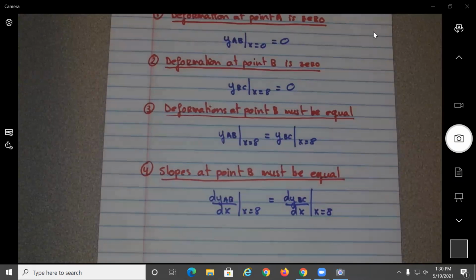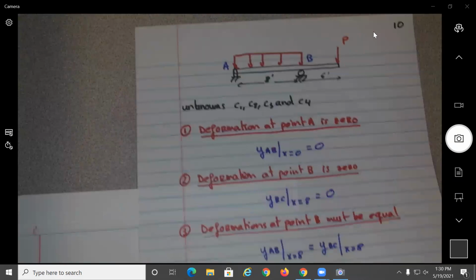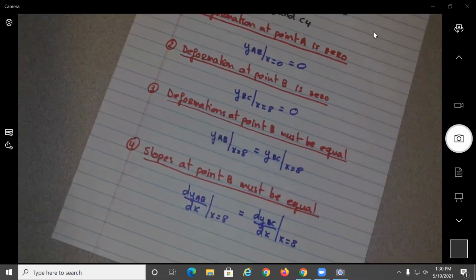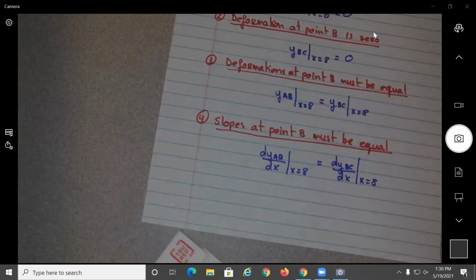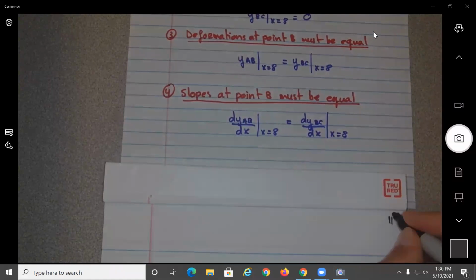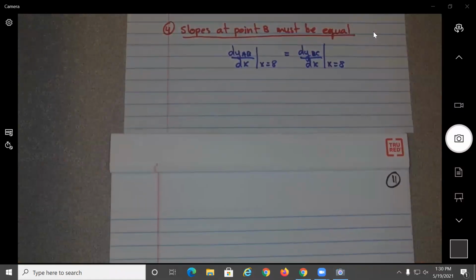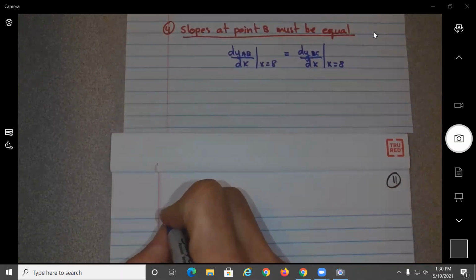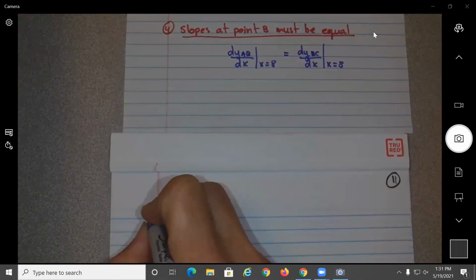All right, so we're going to start applying each one of these equations. So let's first do the first one. Deformation at A must be equal to 0. So let's look at the first condition, Y of AB at X equals 0 equals 0.